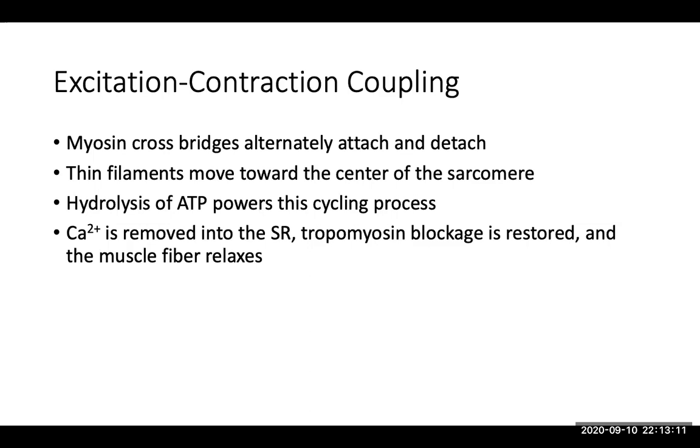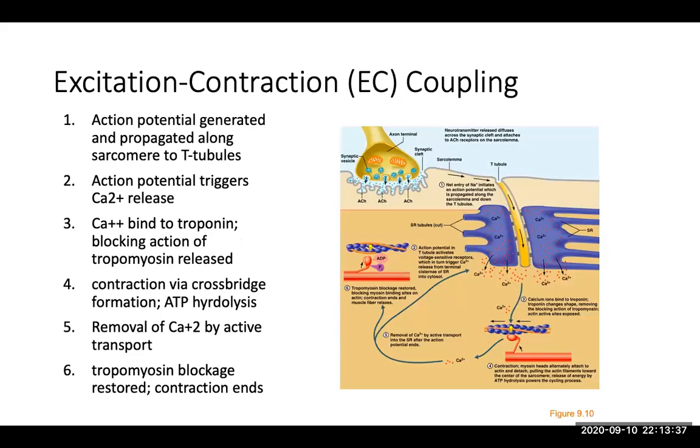The thin filaments will move towards the center of the sarcomere as the myosin pulls them in the power stroke, and then hydrolysis of ATP will power this cycling process. Calcium will then subsequently be removed back into the sarcoplasmic reticulum where it's stored. Tropomyosin will go back over its sites to block the myosin heads from attaching, and the muscle fiber will relax.